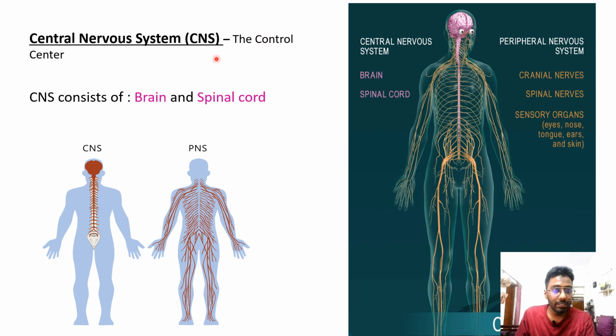The nervous system is divided into two: the central nervous system and the peripheral nervous system. The central nervous system is the control center. Here, in this rose color, I have shown that the central nervous system consists of the brain and spinal cord. Look at this image: the rose color is the brain and spinal cord. These are in the central nervous system, whereas all the rest of the nerves are the peripheral nervous system.